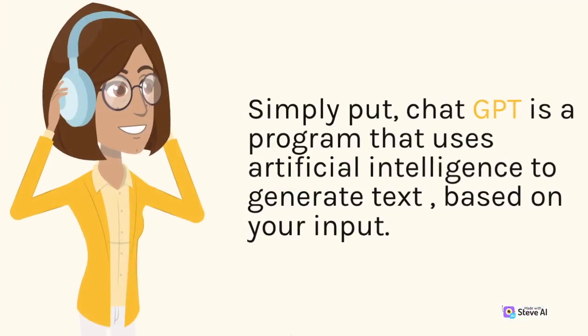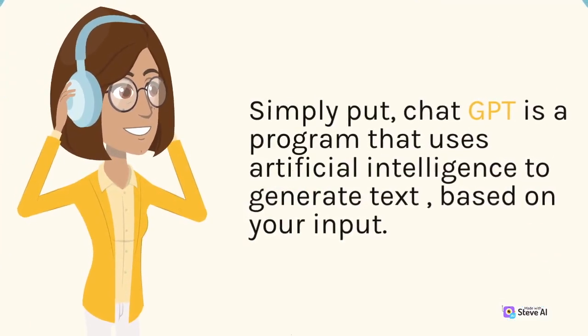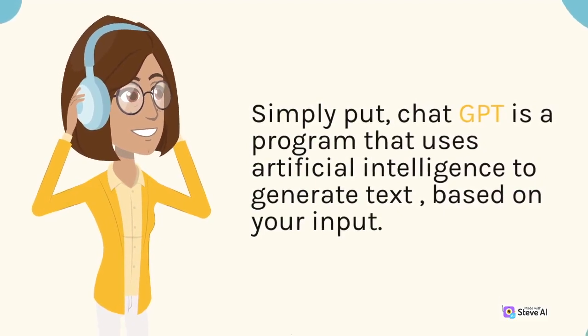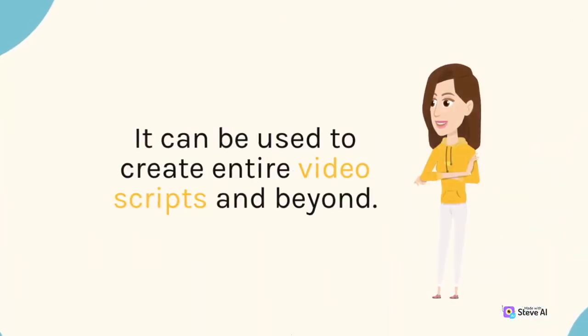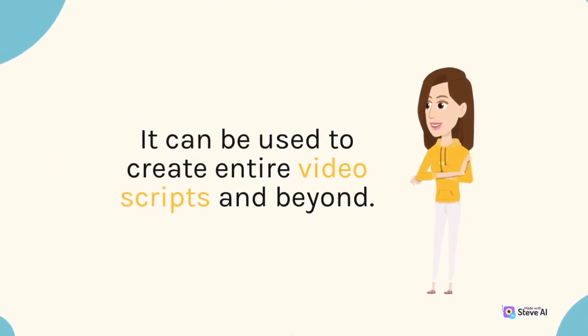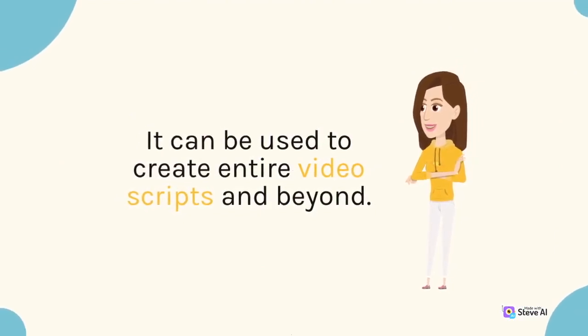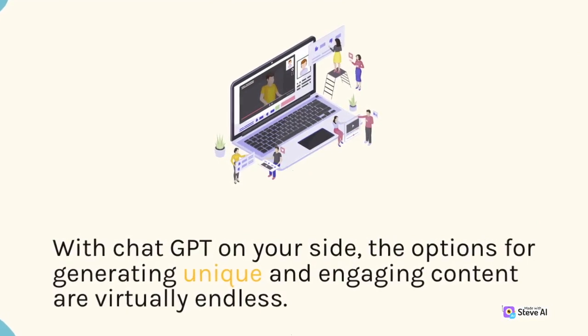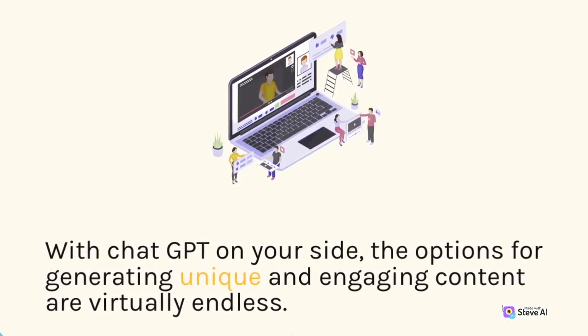Simply put, ChatGPT is a program that uses artificial intelligence to generate text based on your input. It can be used to create entire video scripts and beyond. With ChatGPT on your side, the options for generating unique and engaging content are virtually endless.